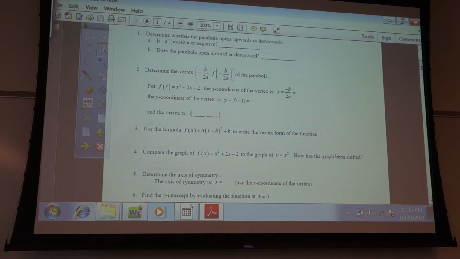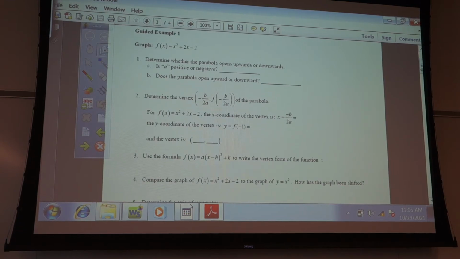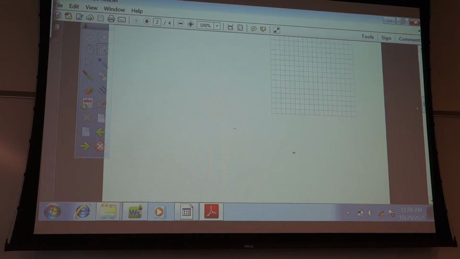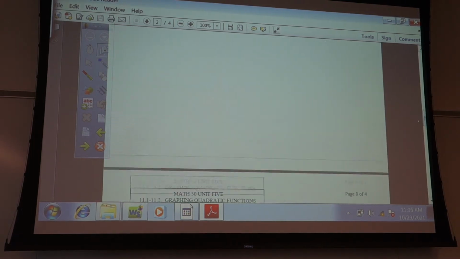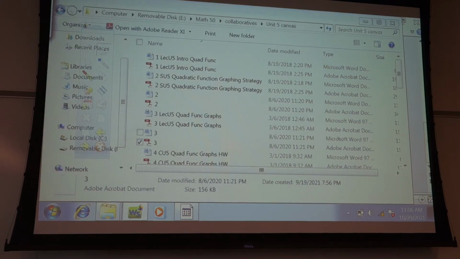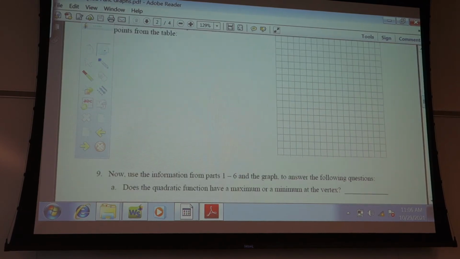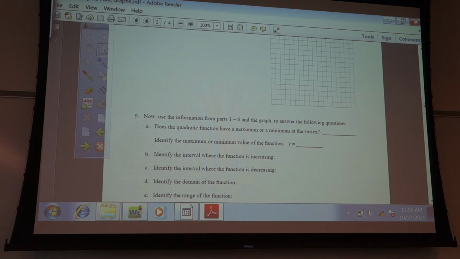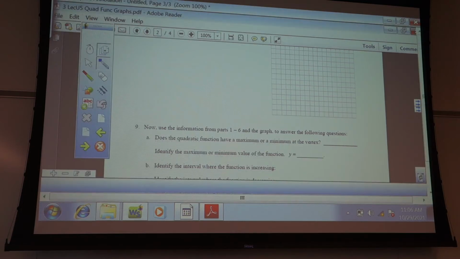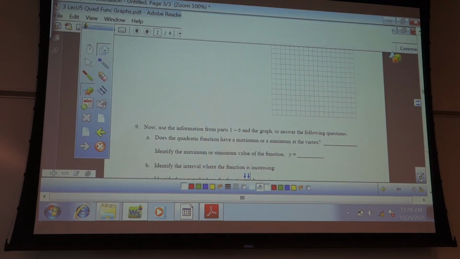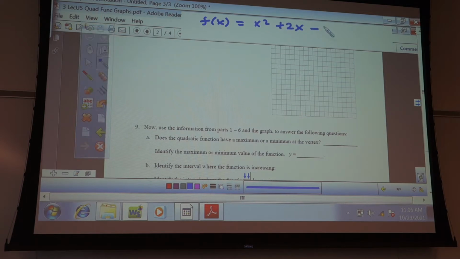So our function is f of x equals x squared plus 2x minus 2. Was that right? Or was it the other way around? Plus 2x minus 2. Okay, great.